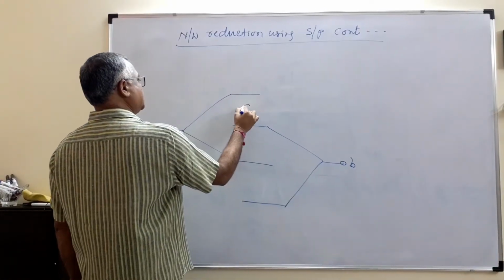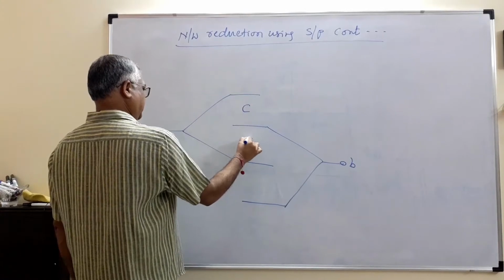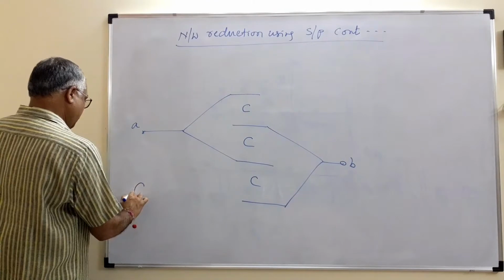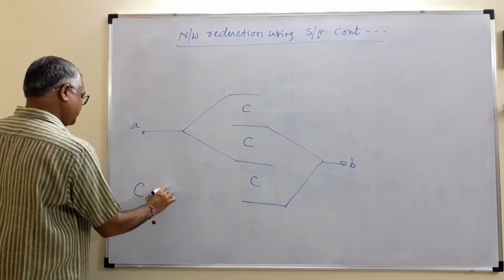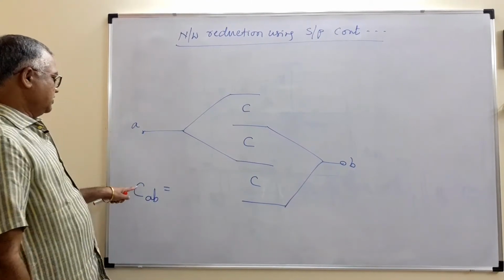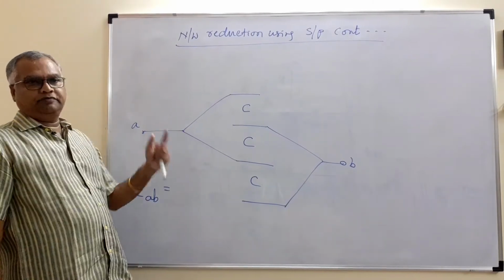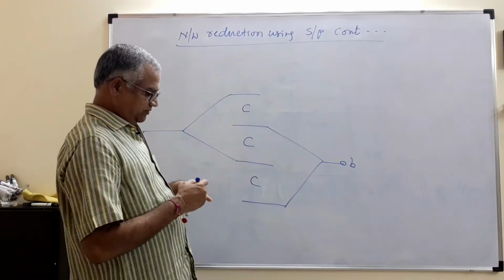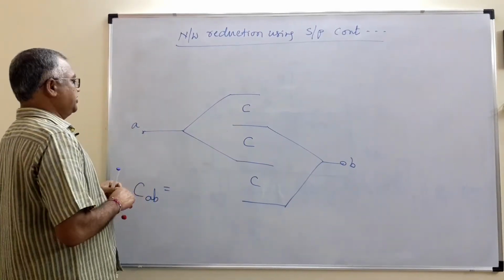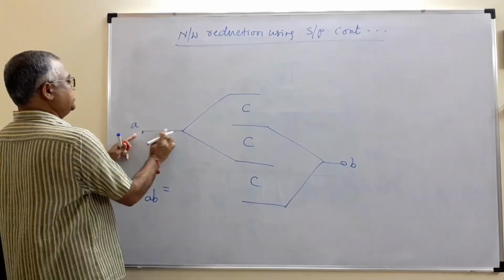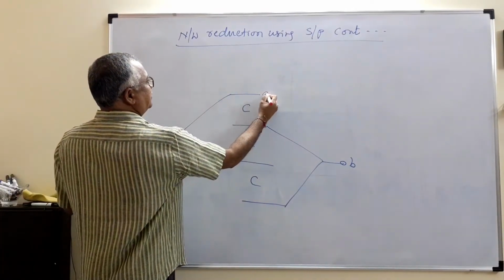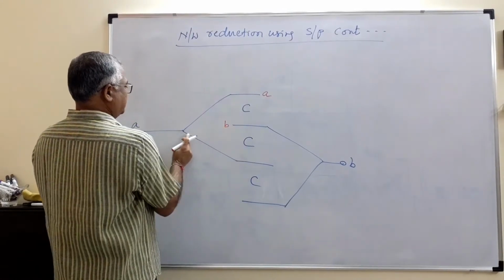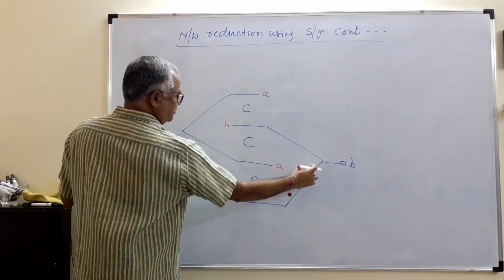So here the capacitance value is C, here also C, here also C. Now we want to find CAB, the equivalent capacitance across A and B. Again, you can answer easily. This point is A, so this is A, this is B. This is also B, this is A, this is B.